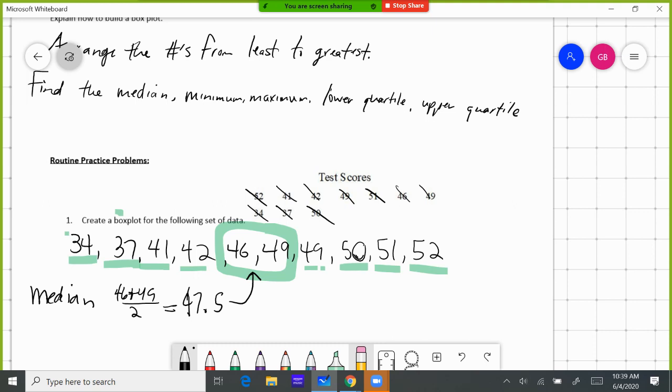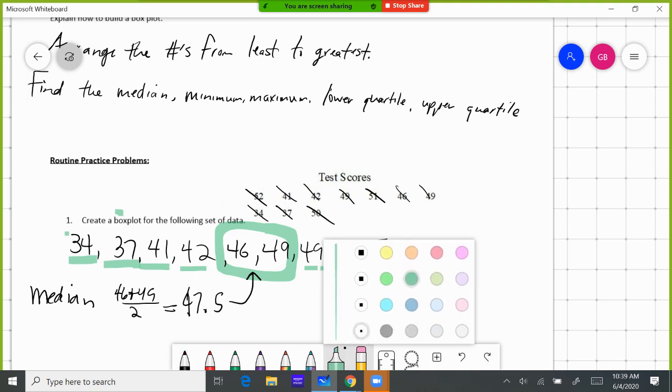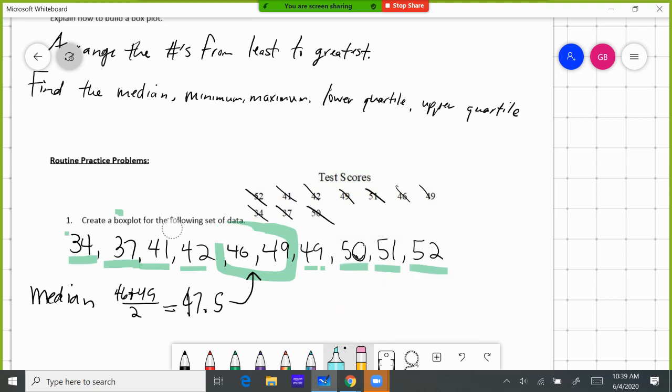We're going to ignore the median to find the lower quartile. So we're going to find the middle of these numbers here. And then the middle of these numbers is 41. That's the lower quartile. And then the middle of these numbers is 50. That's the upper quartile. And then the minimum is 34 and the maximum is 52.